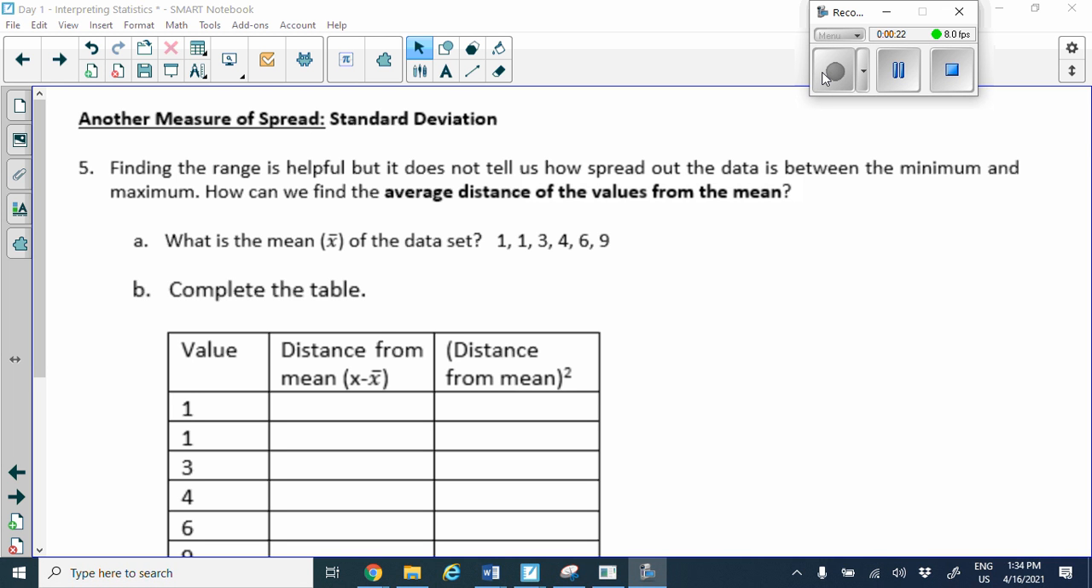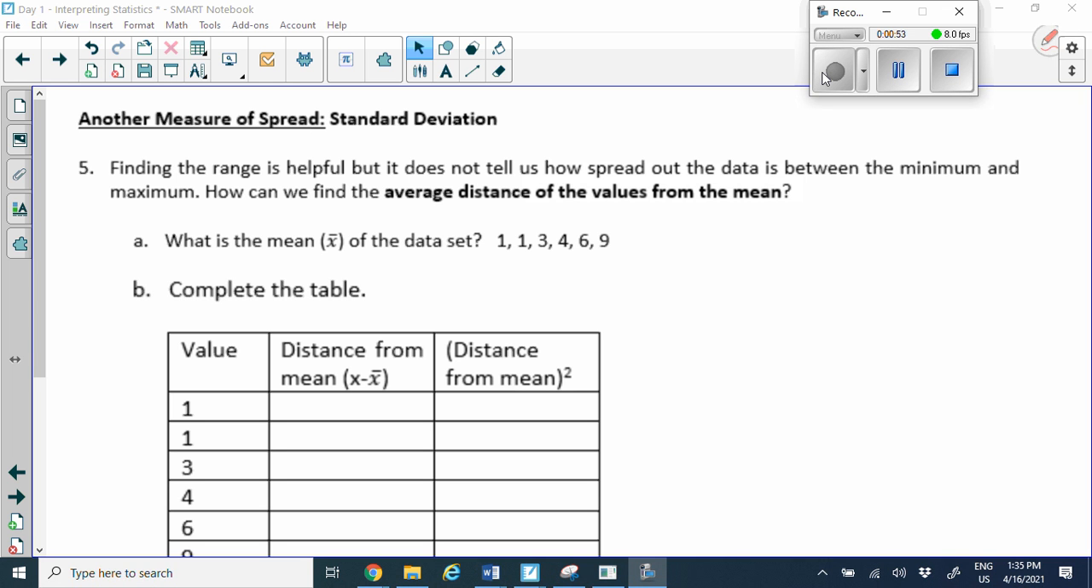Now on that idea of range, finding the range is helpful, but it doesn't tell us how spread out the data is between the minimum and maximum value. Basically, we can just figure out, from our minimum to maximum, here's all our data points, okay? But what about how far out from each other are they? Well, how can we find the average distance of the values from the mean? So what is the mean of the data set?